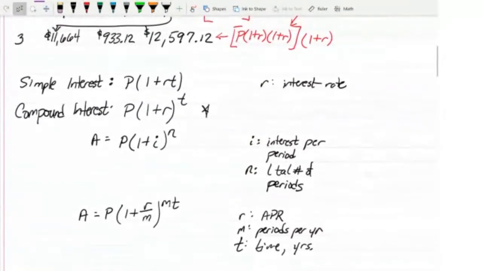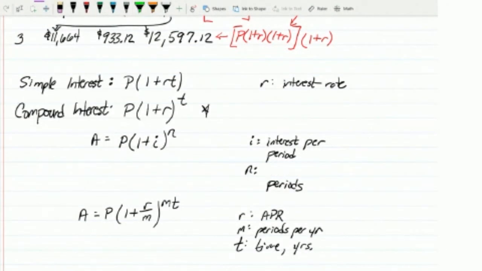I have two versions here. The top version of this formula is what I usually use. P times 1 plus i, little i, to the n power. And when I use these letters, the i will be the interest per period, and the n will be the total number of periods.